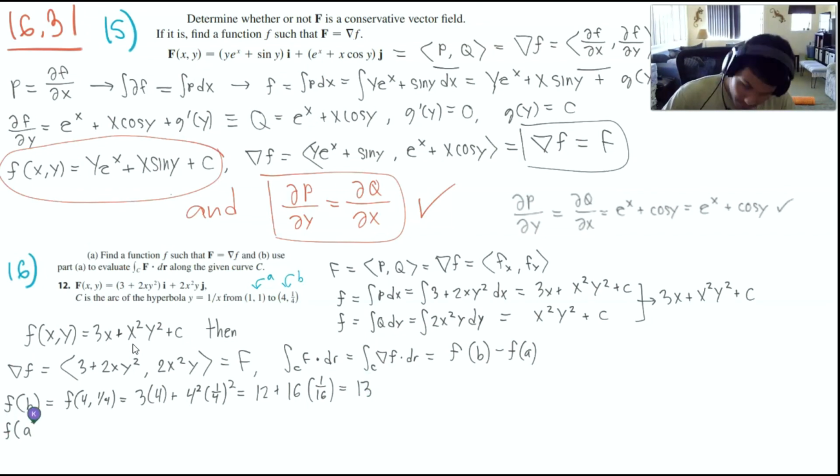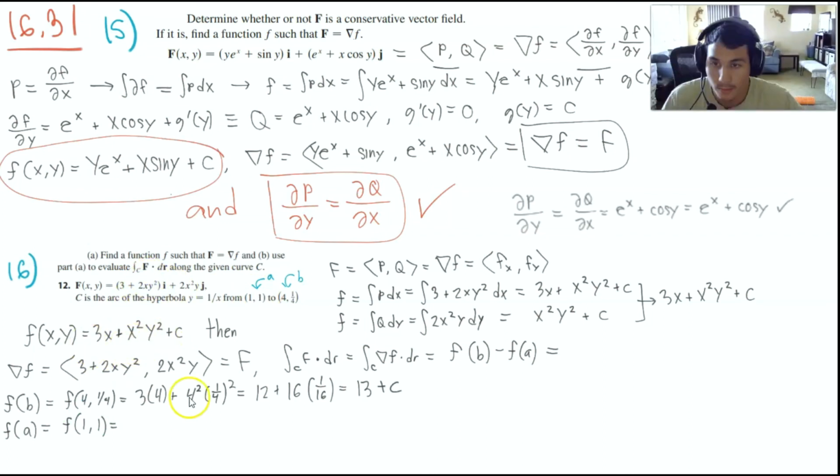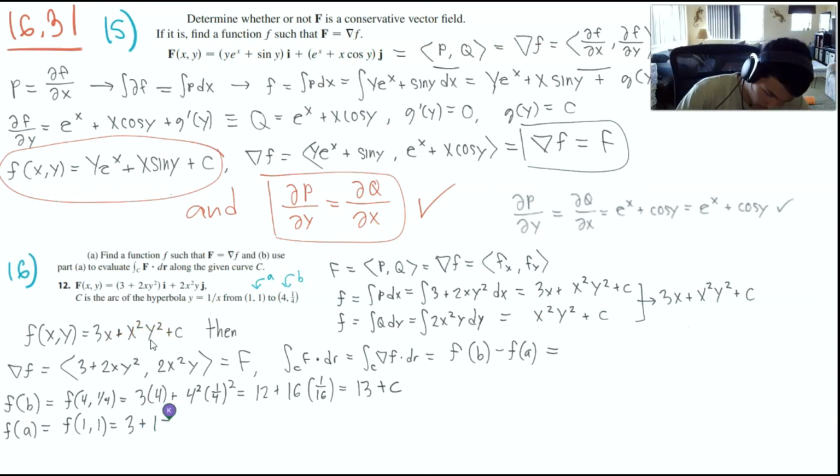f of A, if that's A, then this would be f of 1 comma 1. And this is f right here. So if we plug in these points into this, we get 3 plus 1 squared times 1 squared, which is 1, which is equal to 4. And yeah, okay, look, there's a plus c here. I added the plus c at the end over here, and I'll add a plus c at the end over here too.